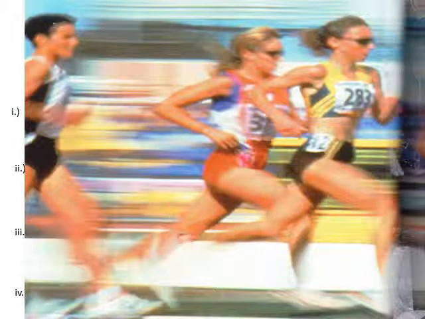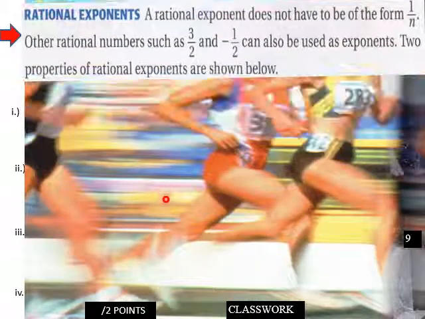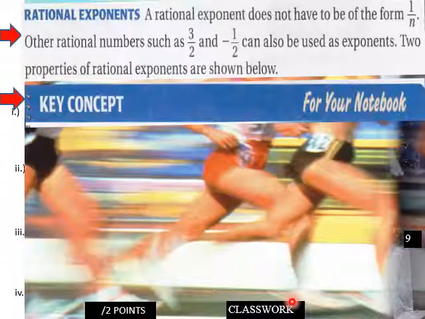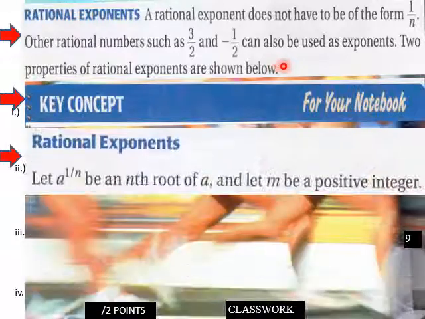Here it is on a calculator. Rational exponents, rational exponents. Now this is classwork, so students, I'm sure you're taking notes on your classwork sheet. Rational exponents do not have to be in the form 1 over n. Other rational numbers such as 3 over 2 and negative 1 over 2 can be used as exponents. Two properties of rational exponents are shown below.